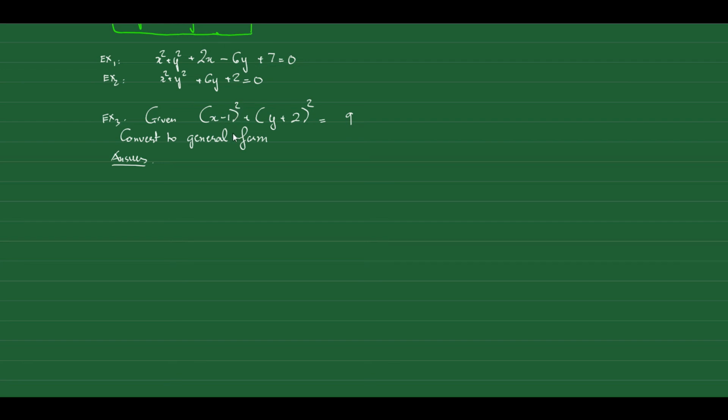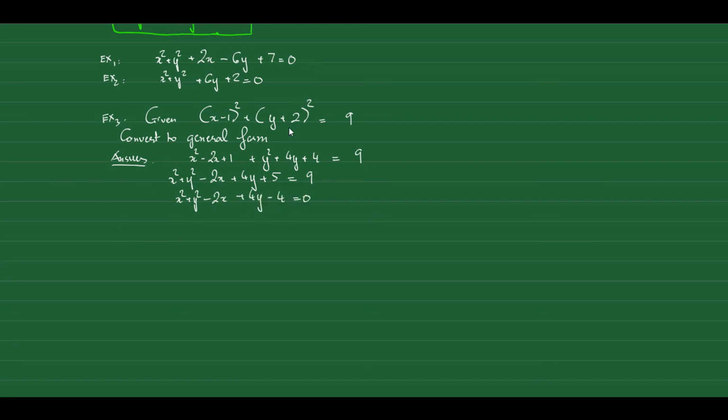So x minus 1 squared will be x minus 1 times x minus 1. So you foil them. After you foil them, you will have x squared minus 2x plus 1. And over here, you also foil them. You have y squared plus 4y plus 4 equals 9. Now you see that if you go ahead and rearrange that, you will have x squared plus y squared minus 2x plus 4y plus 5 equals 9, right? And you go ahead and subtract both sides by 9. You will have x squared plus y squared minus 2x plus 4y minus 4 equals 0.